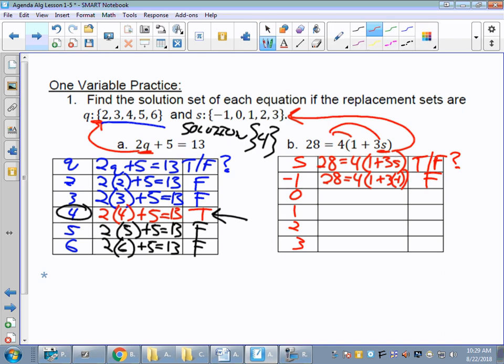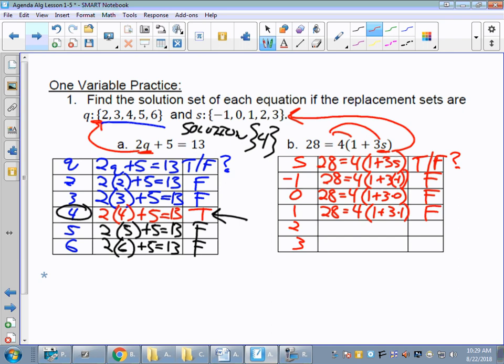So that's no good. So let's go ahead and look at the next one. We go 28 equals 4 times (1 plus 3 times 0). And now we've got a 0 here. Plus 1 is 1 times 4 is equal to 4. So again, that's false. It's not equal to 28. How about 1? 28 equals 4 times (1 plus 3 times 1). Well, 3 times 1 is 3, plus 1 is 4. 4 times 4 is 16. It's not 28, so that's also false.